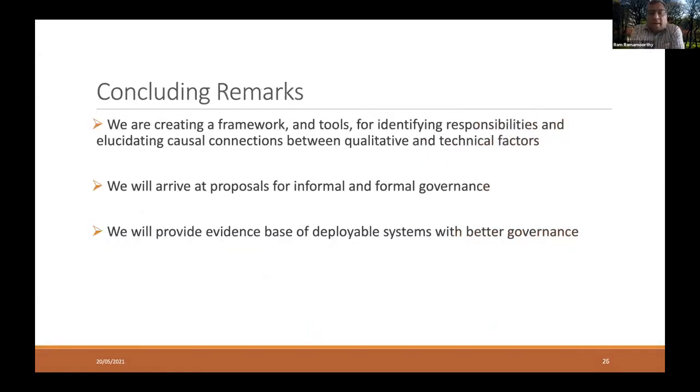So to conclude, this is a fairly broad scoped project, and we are interested in creating a framework and tools for identifying different responsibilities and elucidating causal chains of understanding the fallibility of these AI systems. The outcome would be that we'll have proposals for informal and formal governance, which would be the legal and social side, and evidence-based and computational tools for how exactly to cope with this in the development process, such that we can, as an ecosystem, achieve better governance.